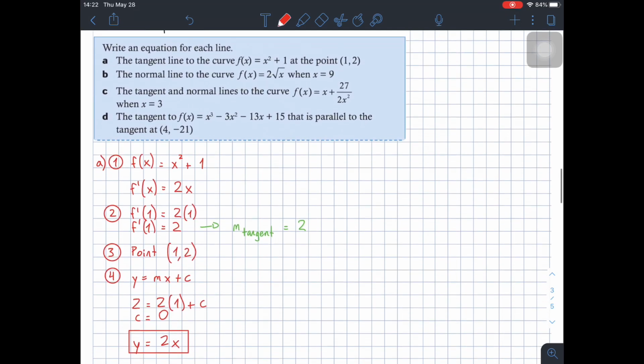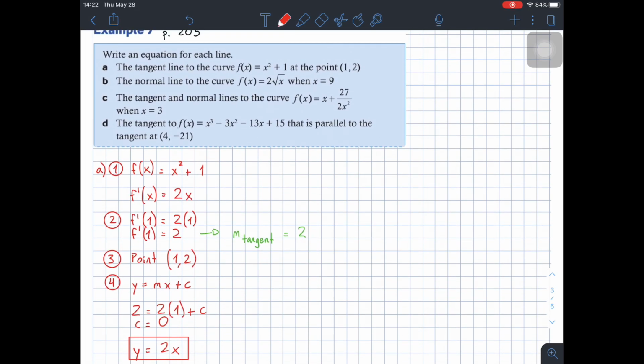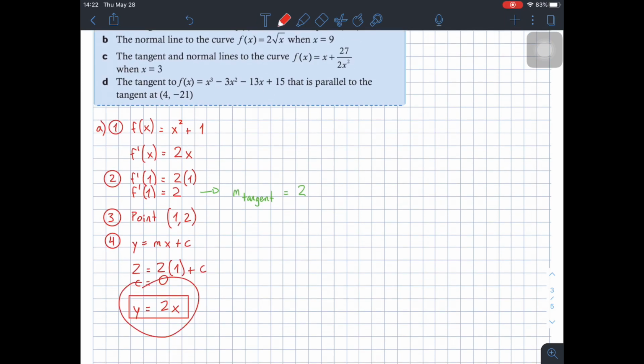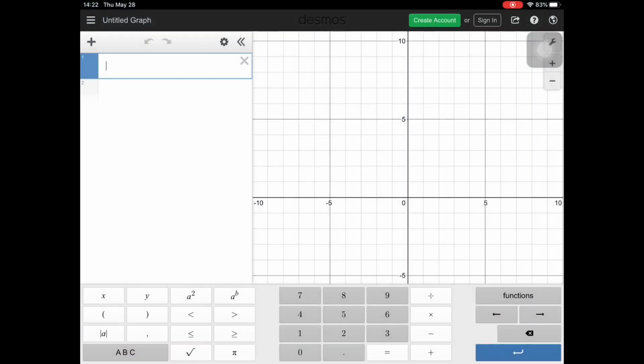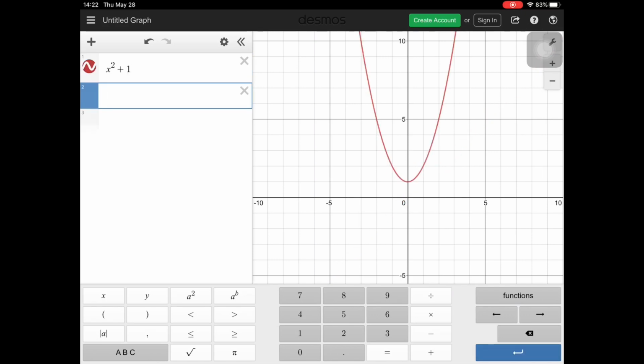Let's see what happens when we do this graphically. You may want to do this in your calculators if you want. I'm going to draw this function using Desmos, and I'm going to draw the function and the tangent line. And this is just to verify that the procedure we're doing is correct. So if we go to Desmos, I'm going to draw the function x squared plus 1, and then the tangent line, which has equation y equals 2x.